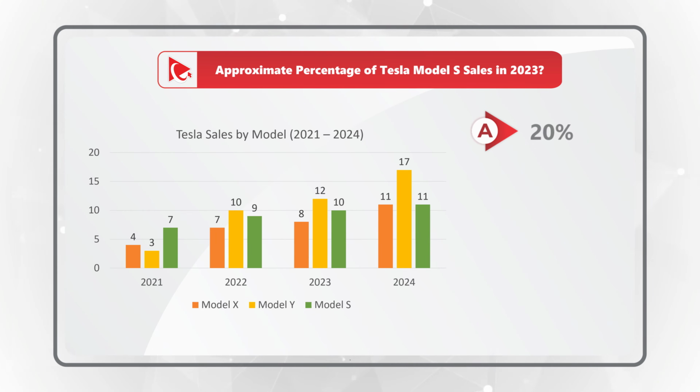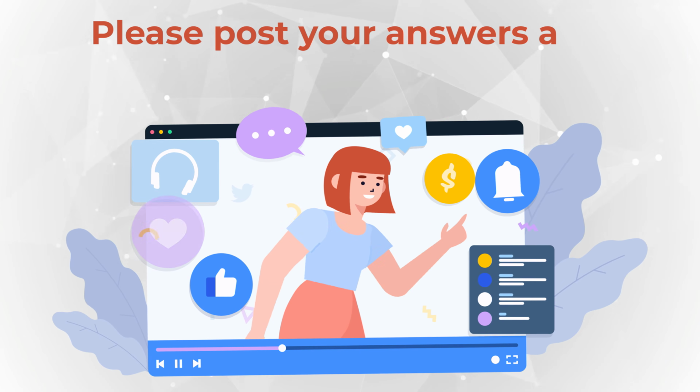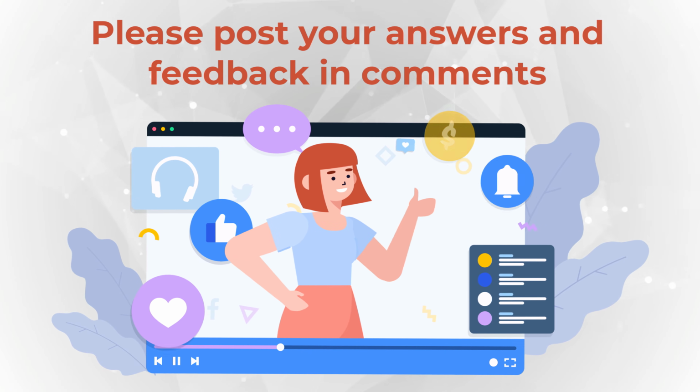Choice A, 20%. Choice B, 27%. Choice C, 33%. And then choice D, 40%. Give yourself a little bit of time, do the mental math, maybe pause this video to see if you can get to the correct solution. Once you're ready, please make sure to post your answer in comments so I can give you my feedback. Thanks for participating and good luck.